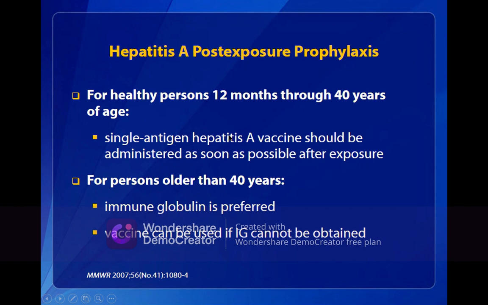Post-exposure prophylaxis: if you are exposed, from 12 months to 40 years of age, the single antigen hepatitis vaccine should be administered as soon as possible after exposure. For those older than 40 years, first give passive immunization with the immunoglobulin available in the market, specifically for the hepatitis A virus. Vaccination can be used if immunoglobulin cannot be obtained, and if levels are not achieved, then give vaccination after 1 month along with it.